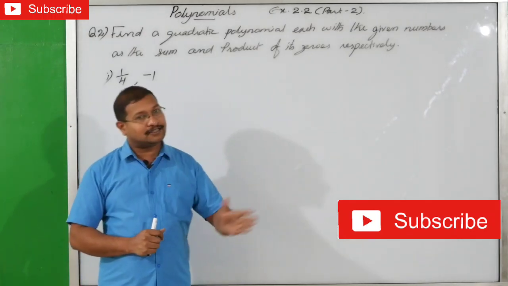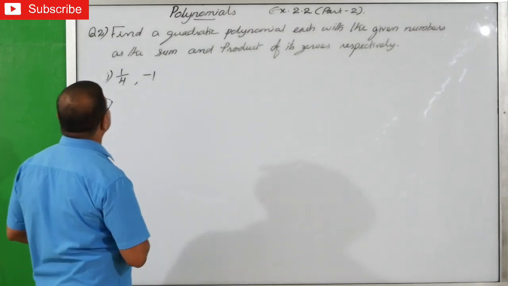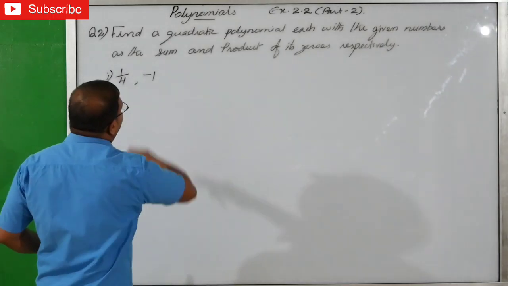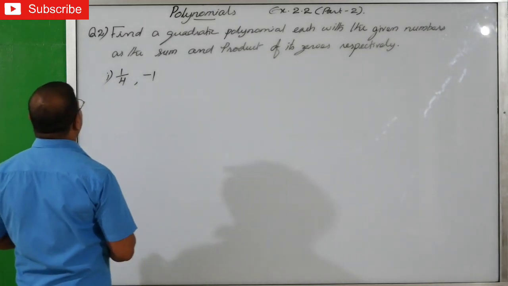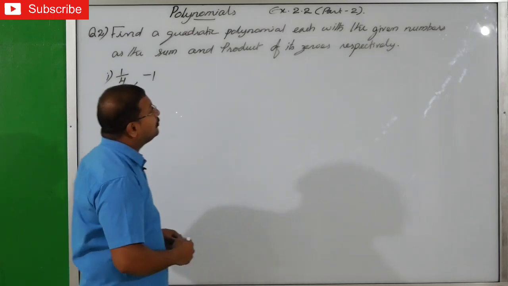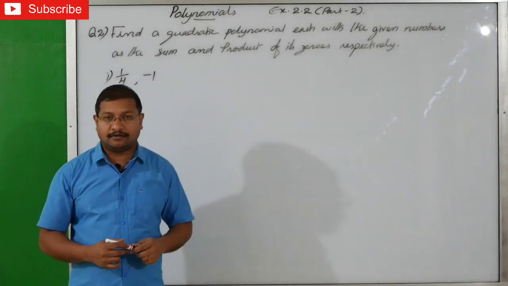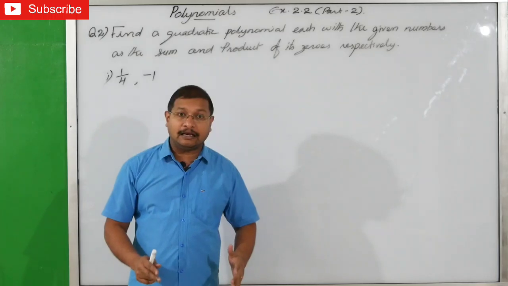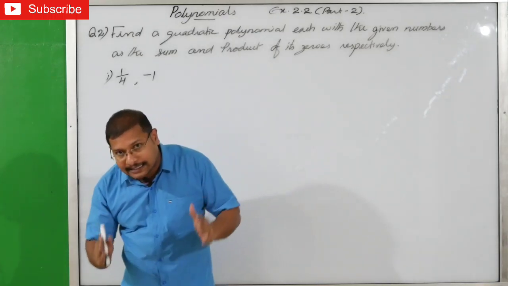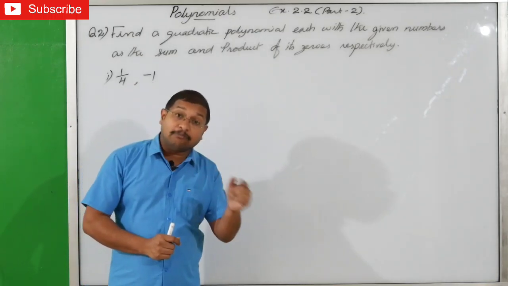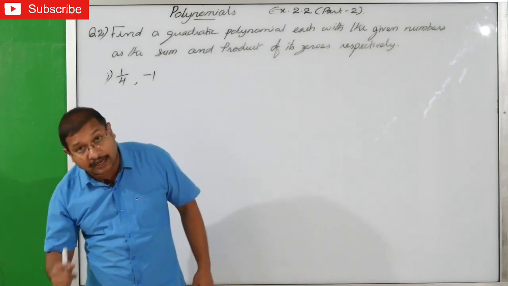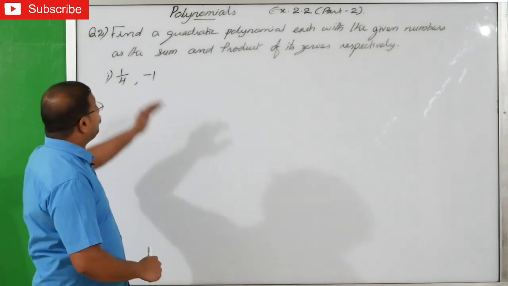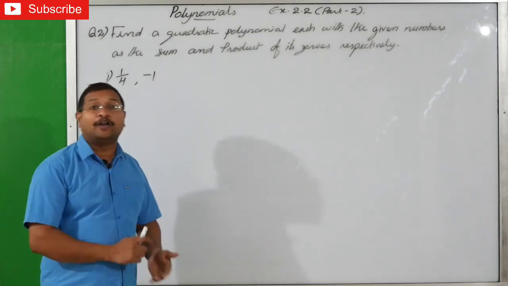Ready? Now let's start the work. I'll read the question once. Find a quadratic polynomial, each with the given numbers as the sum and the product of its zeros respectively. Ready? That means in this question, sum and the product is given. Sum of the zeros and the product of the zeros are given. What do you want to find out? You want to find out the quadratic polynomial.